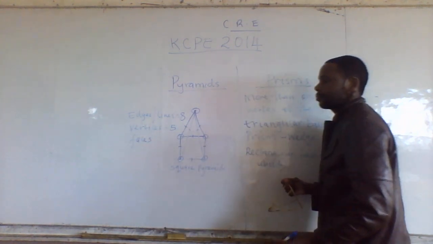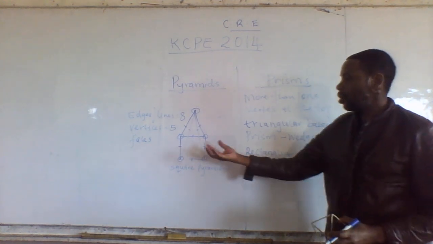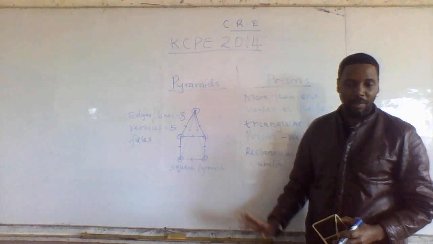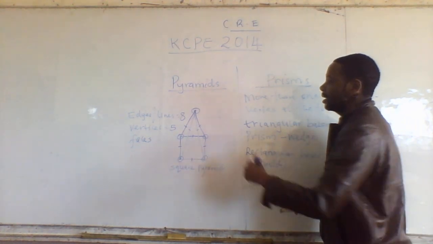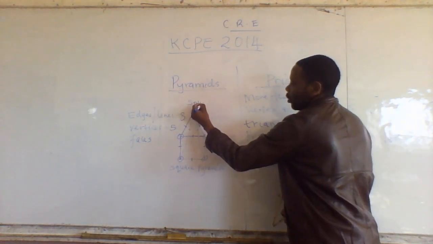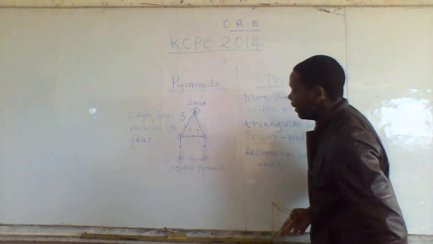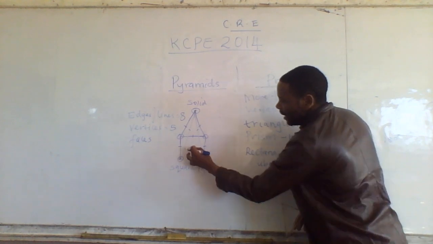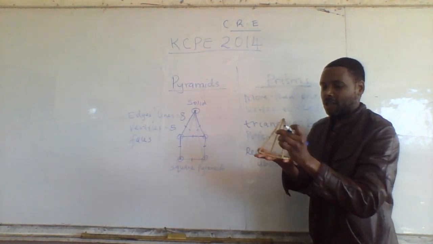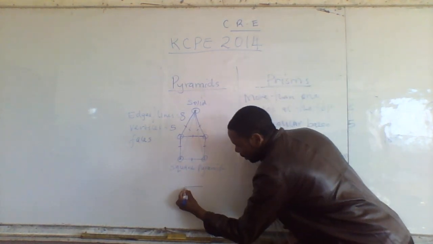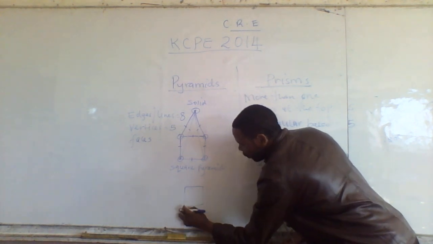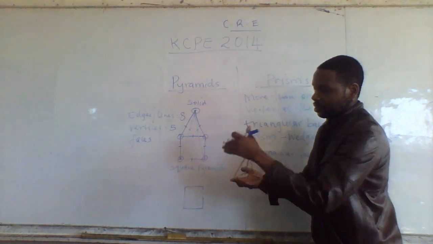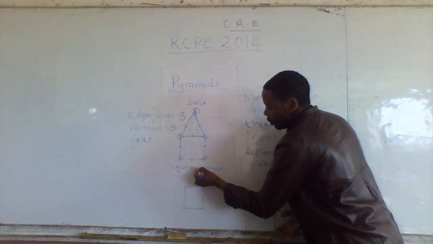If I want to count the faces, I will not count it here, because here you can confuse yourself and find yourself repeating some. To count the faces, I will not use the solid. This is called the solid. I will use the net. So how does the net of this look? I first draw the square. Is that square clear? Then I draw these triangles which were joined.